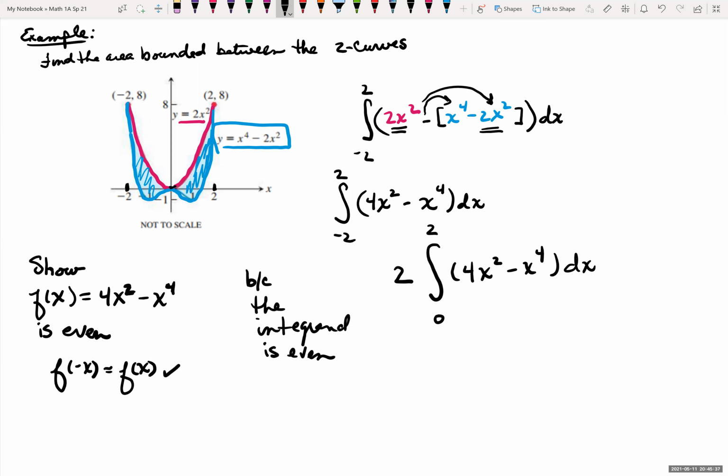This one isn't bad to take the antiderivative of each term. So we have 2 all times the antiderivative of 4x squared, that is 4x cubed over 3, add 1 to our exponent, divide by our new exponent, minus the antiderivative of x to the fourth, adding 1 to our exponent and dividing by our new exponent is x to the fifth over 5. And we're evaluating this from 0 to 2.